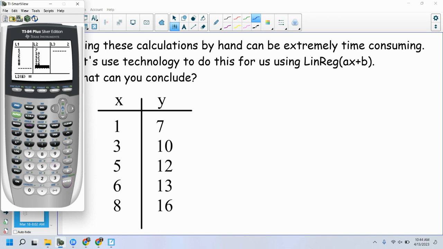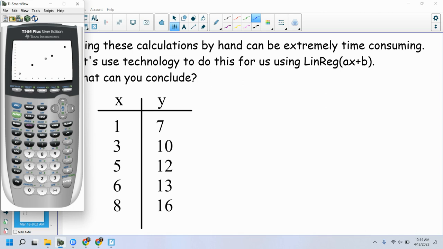Now, before I actually run my linear regression, let's do the scatter plot real quick. I'm going to go into my Y equals. My plot is on. Good. And then I'm going to go down to zoom 9. For me, that's ZoomStat. You might have more zooms that you could use, but go to ZoomStat.